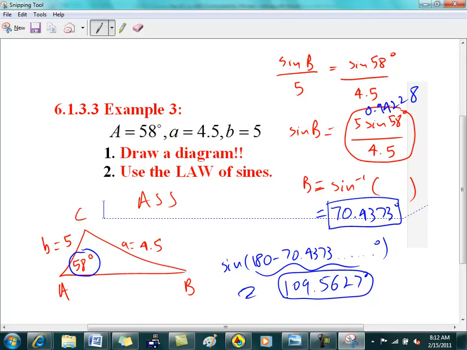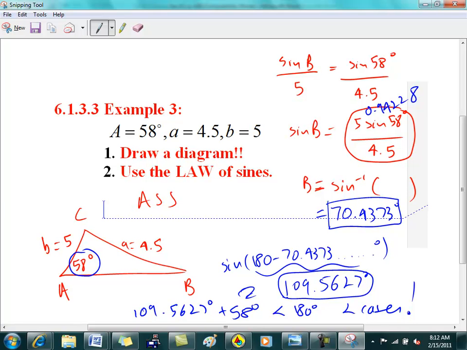Okay, so if 109.5627 plus 58 is less than 180, then you get 2 cases in there. You guys with me on that? Okay. In that case, you need to organize things very precisely.